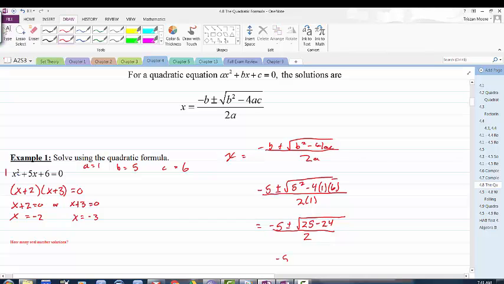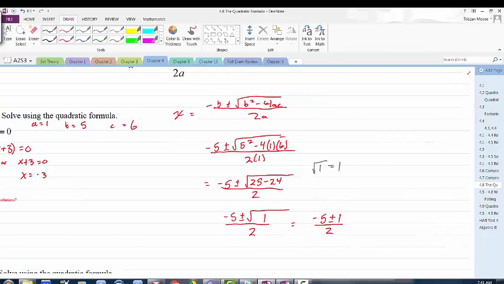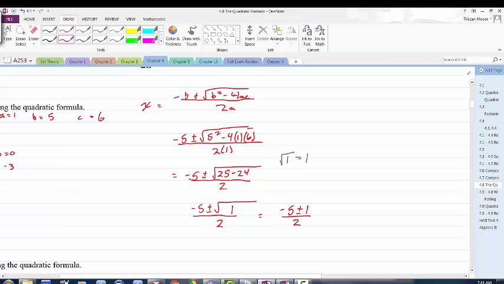That means negative 5 plus or minus the square root of 1, over 2. And we should say that the square root of 1 equals 1. So that equals negative 5 plus or minus 1 over 2. So what that ends up being is either you're going to have negative 5 plus 1 over 2 or negative 5 minus 1 over 2.